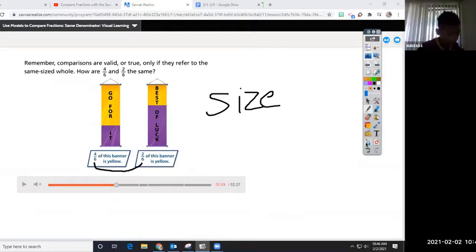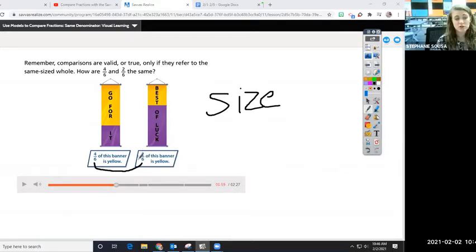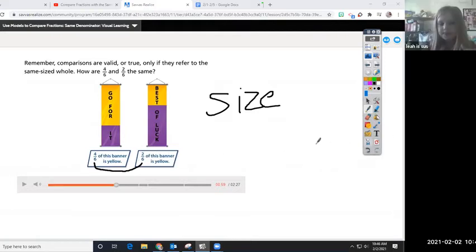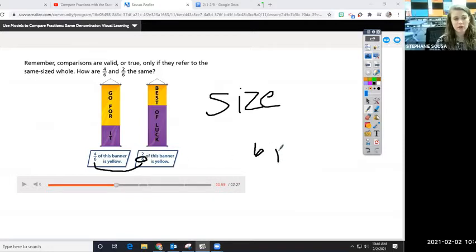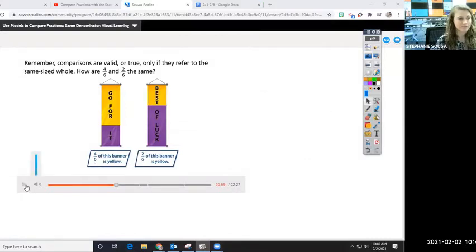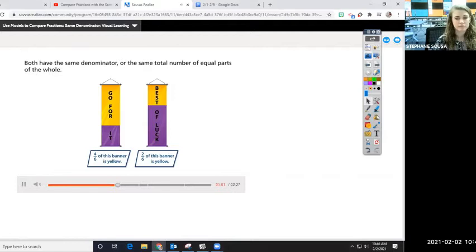The fraction. 4/6 and 2/6 aren't exactly the same, but what part is the same? The bottom. Yes, that denominator. They are both 6. Okay, they are both working with 6 parts. So they both have 6 pieces on them. Awesome. Both have the same denominator, or the same total number of equal parts of the whole. The denominator is the number down under the numerator.